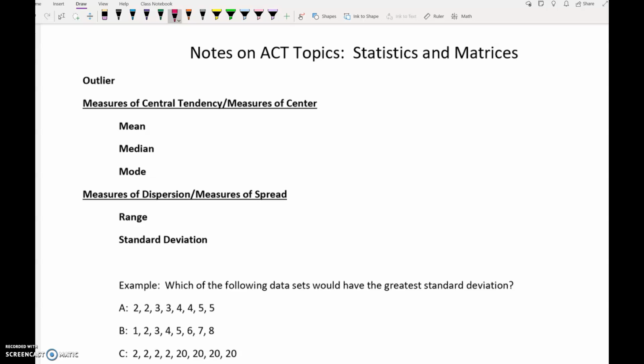So this is some stuff that you might need for the ACT, and then if you look further in this packet, there are ACT questions at the back of this that will be your assignment. So first thing we need to talk about is an outlier. An outlier is a data point that is far removed from the rest of the data. Far removed from the bulk of the data.